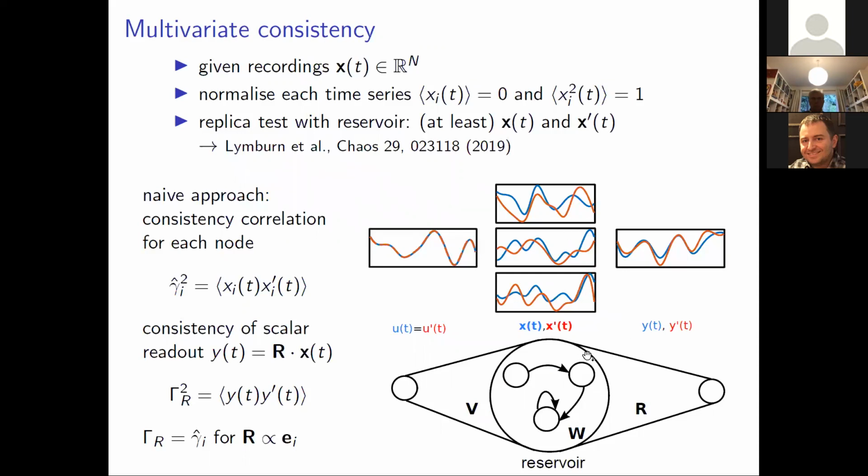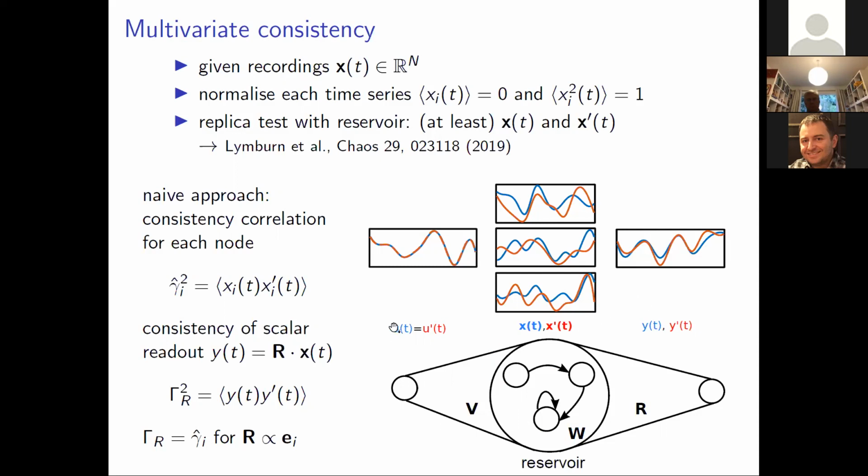And this is also going to translate to our readout. So that means if there's some degree of noise in these degrees of freedom inside, we're going to also have a certain mismatch in these different responses in the readout. And the question is now, how do we characterize this multivariate consistency?